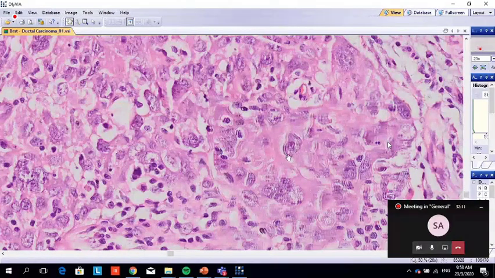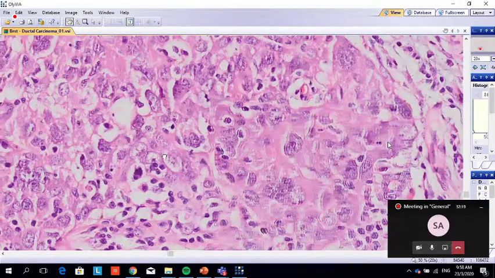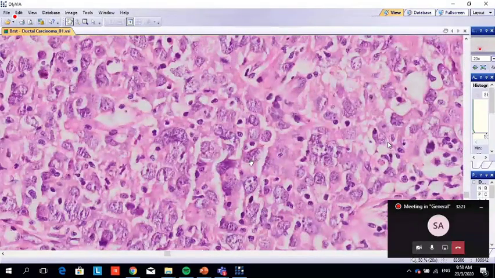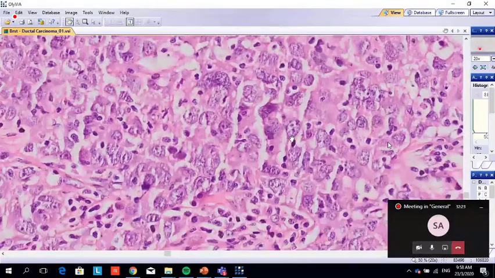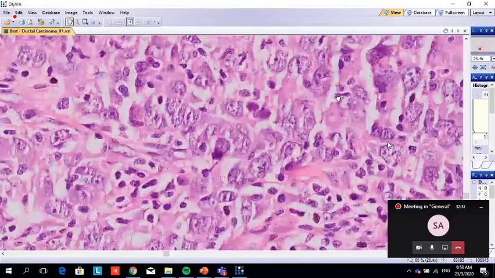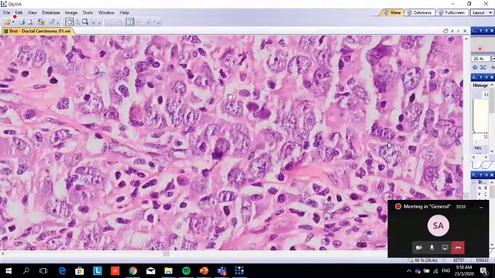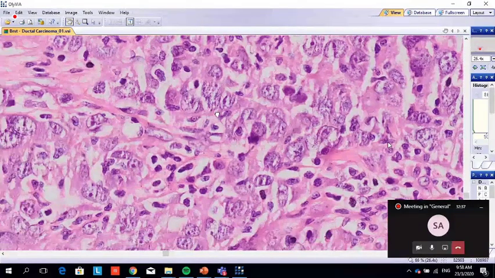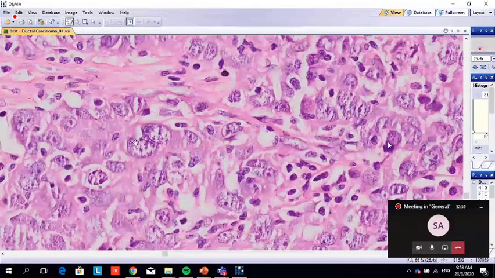Polymorphic cells, can you see? Polymorphic, and what else? Hyperchromatic. Just look at the malignant cells. They have prominent nucleoli. Inside the nucleus there are nucleoli. See the variation in size and shape also. They have irregular nuclei also. Look.